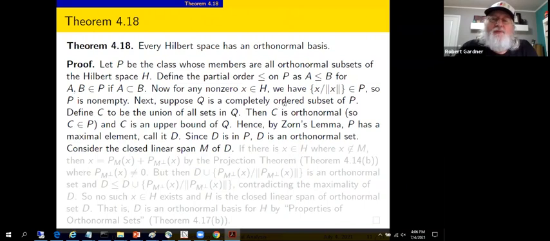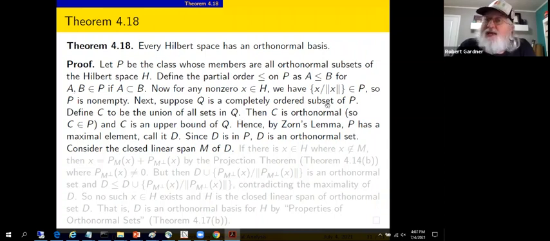Suppose Q is a completely ordered subset of P. If we can show Q has an upper bound, then we will have shown that an arbitrary, completely ordered subset of P has an upper bound. And then we can use Zorn's lemma. Define C to be the union of all of the sets in Q. So we're unioning together a bunch of orthonormal sets. Those sets are nested.